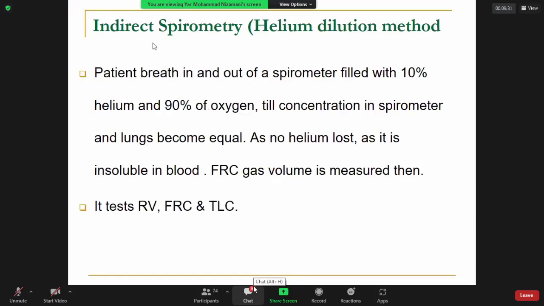Another is the indirect spirometer test. Now what happens in the indirect spirometer, beta? Actually, the patient breathes in and out of a spirometer filled with 10% helium and 90% oxygen till the concentration in the spirometer and lungs become equal. As no helium is lost, since it is insoluble in blood, FRC is measured then. It tests RV, FRC, and TLC.